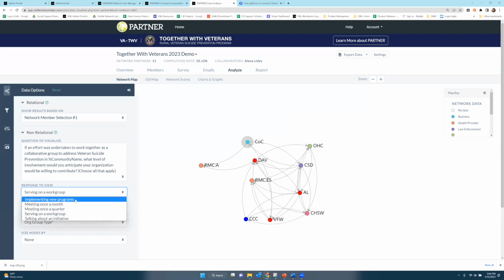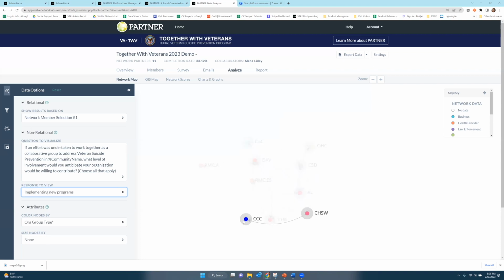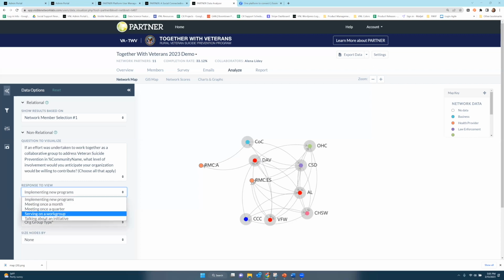You might say, who's willing to implement that new program? Wow, there are so many organizations that said they are willing to implement a new program. Okay, so now we just have to get a program ready to go. And then we can reach out to these organizations and say, are you willing to pilot this in your workflow to help enhance our objectives? Then you can also say, who wants to meet once a month? Now we can host monthly meetings versus those who might want to meet once a quarter. So you can get a better idea of how organizations are able and willing to show up to the table as well.